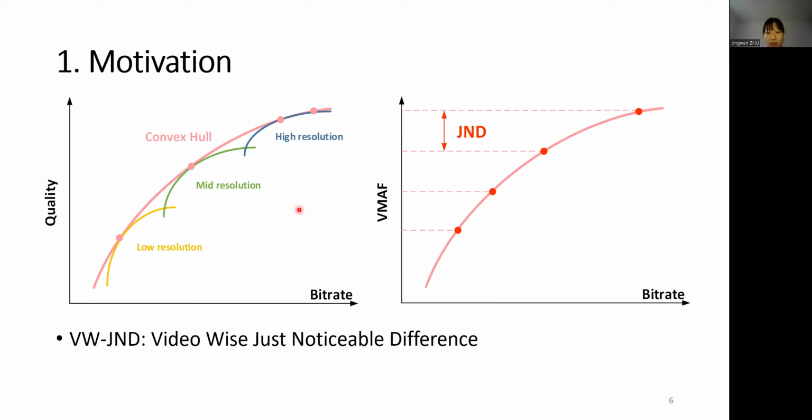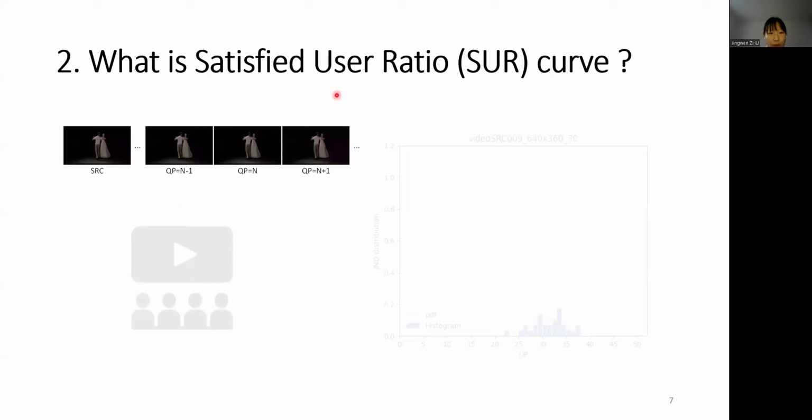So one effective or optimal way to select representations from the convex hull for the bitrate ladder is to consider JND. The JND here is video-wise, just noticeable difference. And by using JNDs, it can help us to reduce the representation redundancy, quality redundancy, and it can help us to reduce the storage and the transmission cost. So we would like to use JND for bitrate ladder construction.